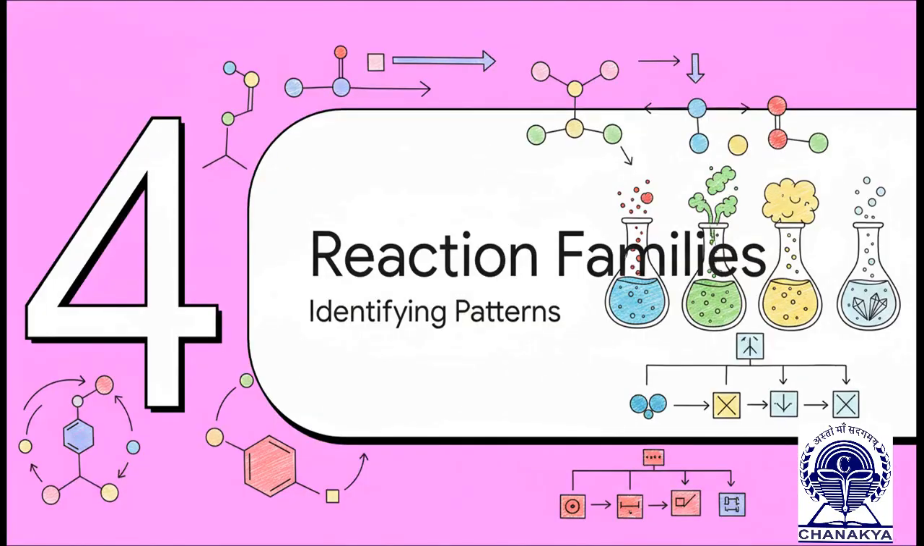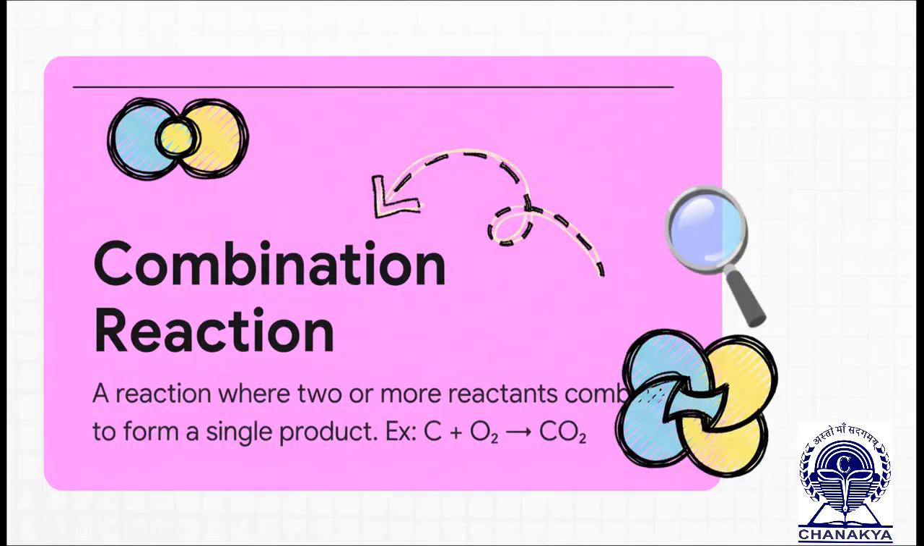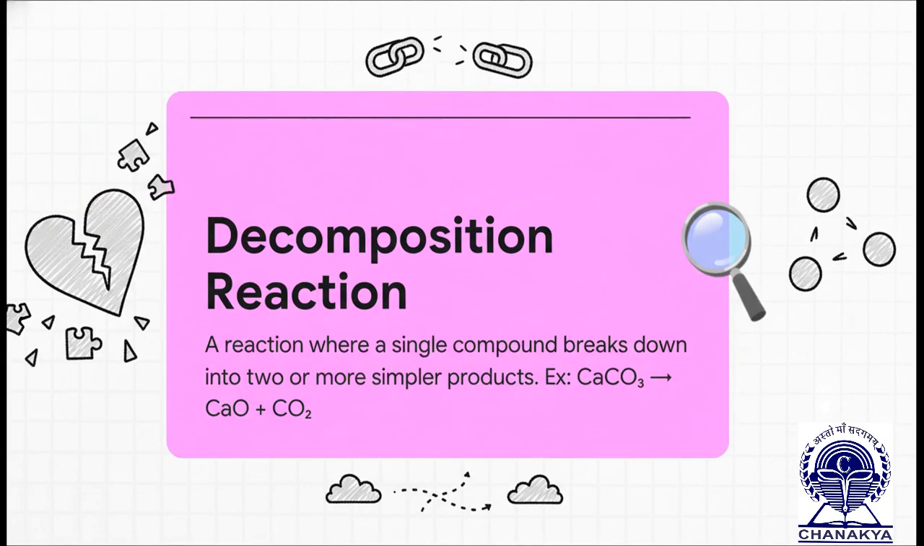Now, once you get the hang of balancing equations, you start to notice something really cool. Most reactions aren't random. They actually fall into a few common genres or families, and each one has its own signature pattern. First up, you've got your combination reaction. This one's super easy to spot. It's basically two or more things coming together to form a brand new single thing. A plus B gives you AB. Simple as that. And the exact opposite of that is a decomposition reaction. This is more like a breakup, where one complex thing splits apart into multiple, simpler parts.